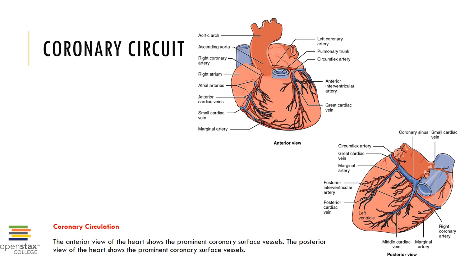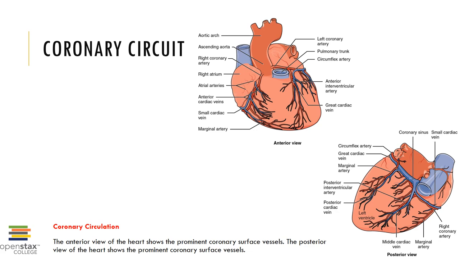The systemic circuit is where the oxygenated blood leaves the lungs by traveling in the left and right pulmonary veins into the left atrium, goes into the left ventricle, and then out of the left ventricle via the aortic valve into the aorta and out into the body.